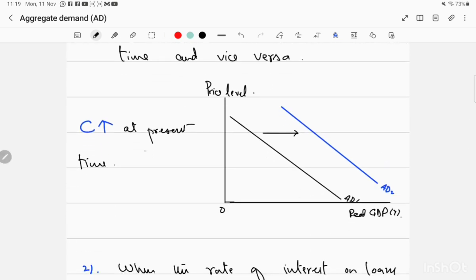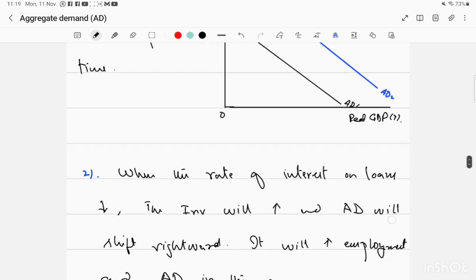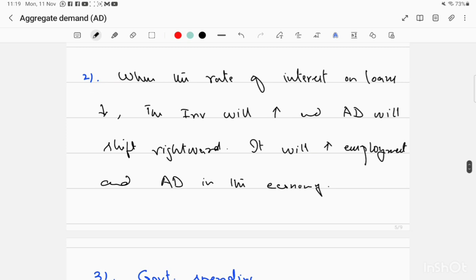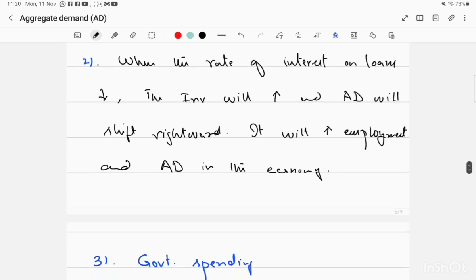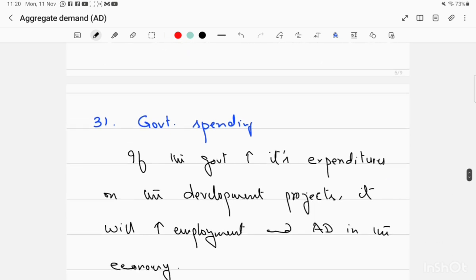So when consumption at present increases, aggregate demand will shift rightward due to a higher expected price level in the future. When future prices are expected to decrease, aggregate demand at present will shift leftward. This blue line is showing us the increase in aggregate demand at all general price levels. When the rate of interest on loans decreases, investment by the private sector will increase and aggregate demand will shift rightward. It will also increase employment, and aggregate demand in the economy will again increase and shift rightward, like in the above diagram we have seen.